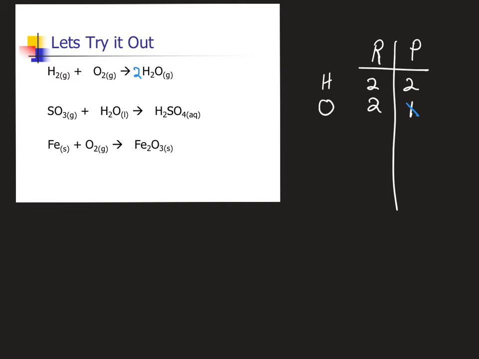That means I have 2 oxygen. I have 2 times 2, which gives me 4 hydrogen. Now, my oxygen are now balanced, but my hydrogen are not. However, I can easily put a 2 in front of my hydrogen on my reactant side, and because 2 times 2 is 4, my hydrogen balance out.